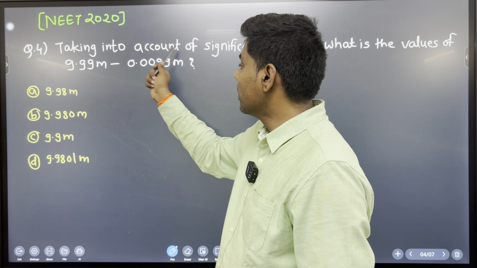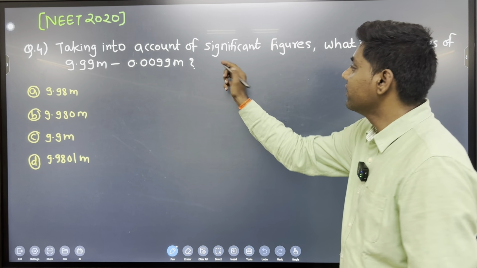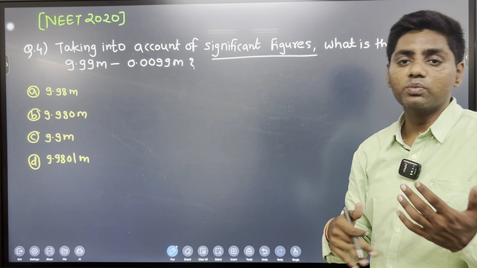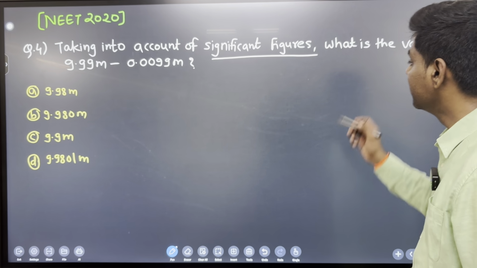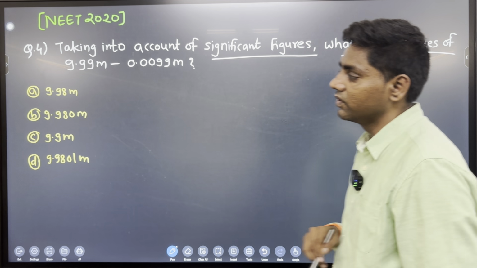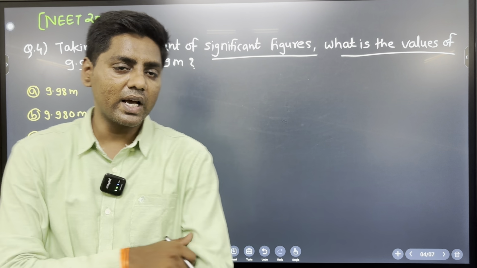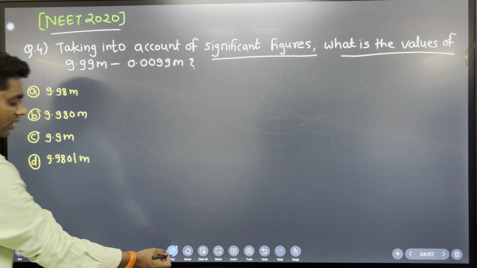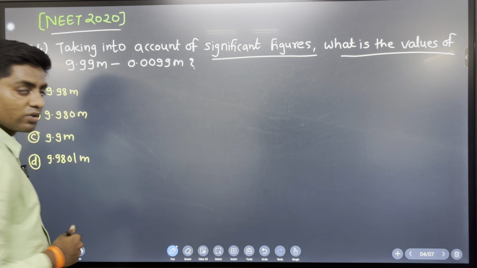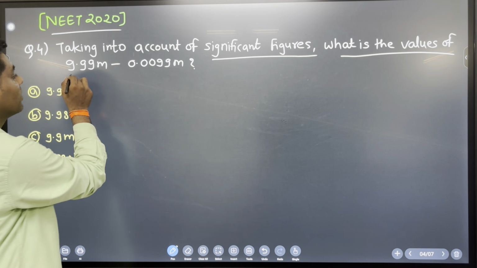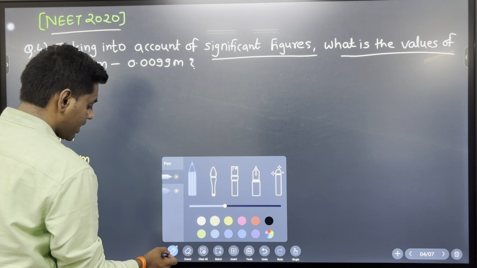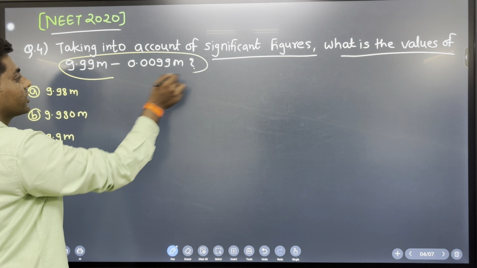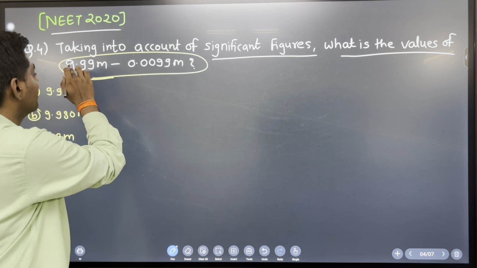So taking into account significant figures, you must remember the rules of significant figures and then find the value of. So हमें एक number दिया है, उसका value calculate करना है. There are 4 options given and the question was asked in the NEET 2020 examination. So बहुत simple question है. So first we have to calculate the subtraction. हमें क्या करना है, पहले हम calculate करेंगे subtraction between those numbers. So what is the first number?